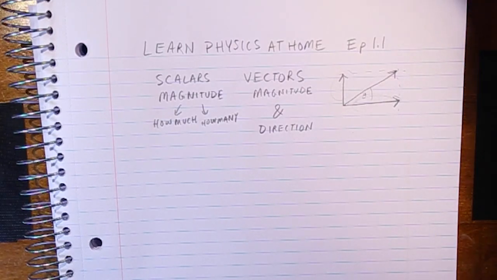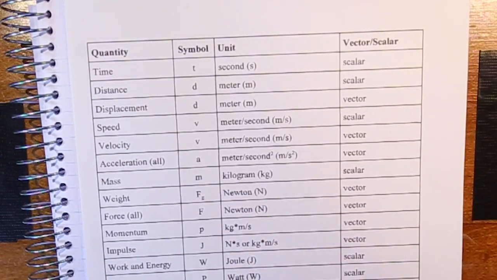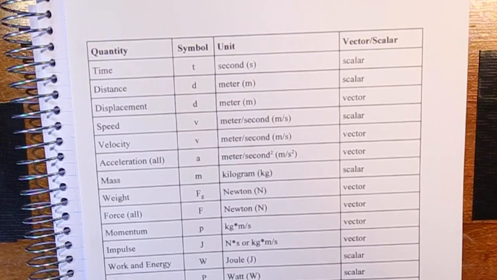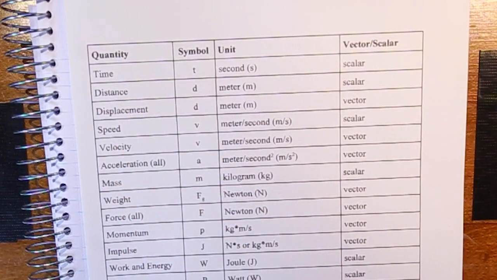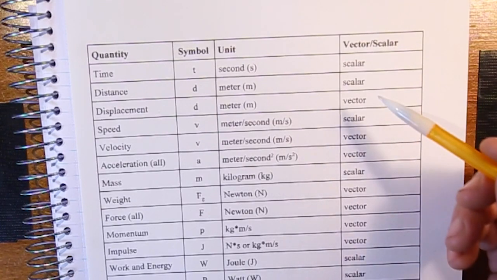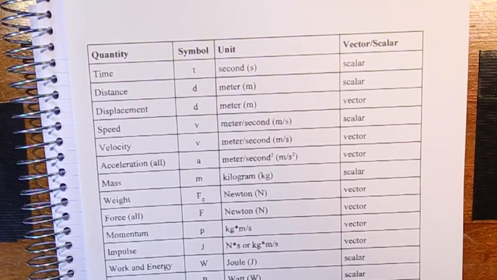So let's go ahead and look at all of the different relevant quantities that we need to know the difference between scalars and vectors in physics. So the first one is time. And although you can travel forward and backward in time, time doesn't have a direction like east or west or to the right or to the left. So time is a scalar.